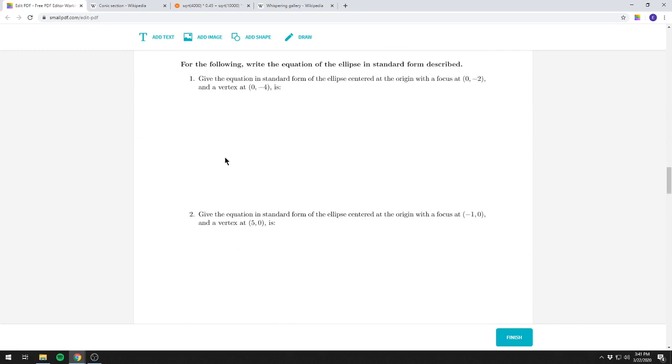Okay, so the next couple here, they give you descriptions and they want you to come up with the equation of the ellipse. So it says, give the equation in standard form. That's what we've been talking about. Just the same thing from before. Give the equation in standard form of the ellipse centered at the origin. That's always going to be true for us. We're only dealing with the center at the origin. A focus at 0, -2. And a vertex at 0, -4.